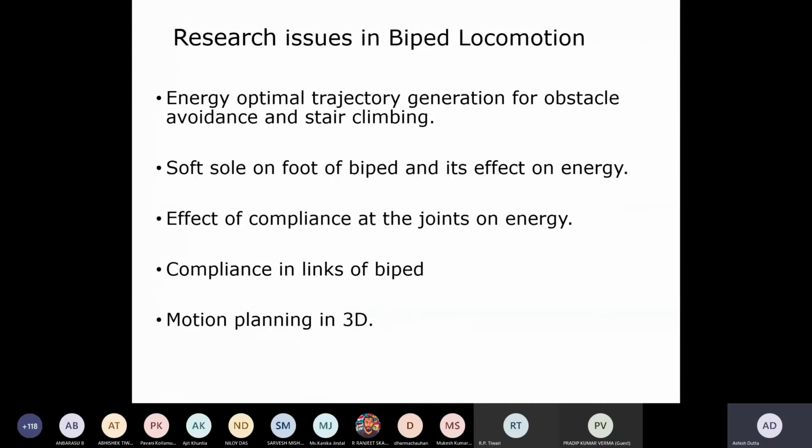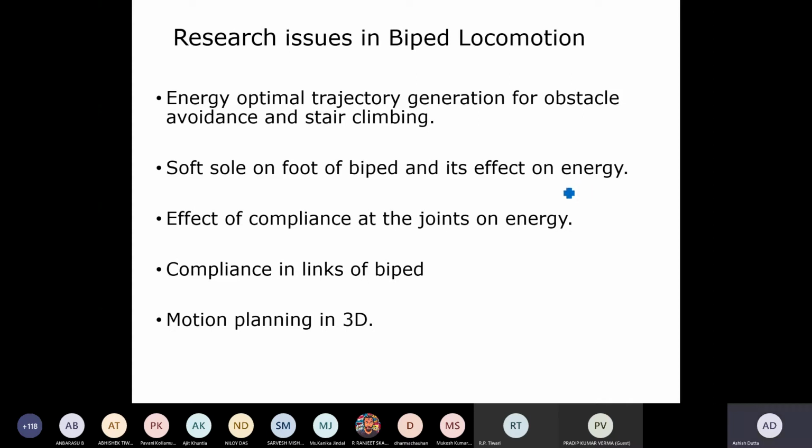Okay. Now, what are the research issues? What are we going to talk about? One is energy optimal trajectory generation. So we'd like the robot to move around, climb, avoid obstacles. So how do you have an energy optimal gait? Okay, that's one.